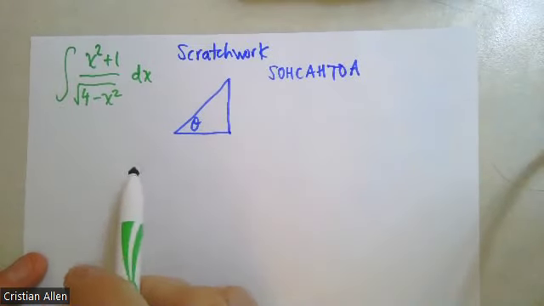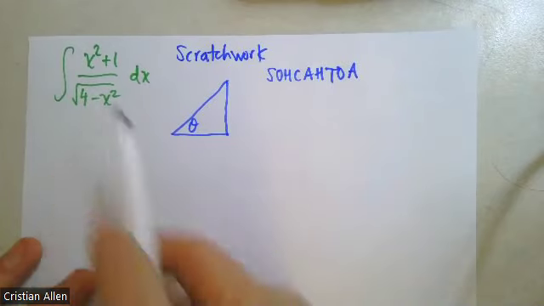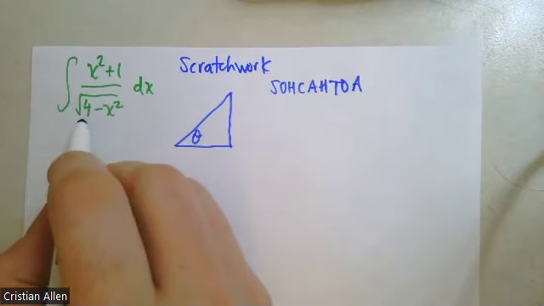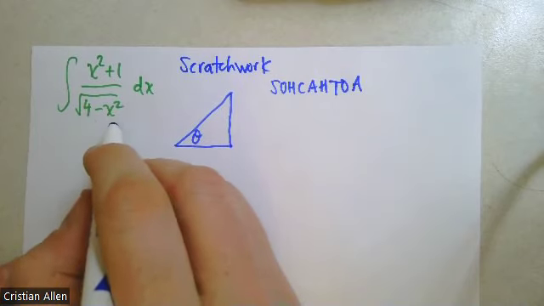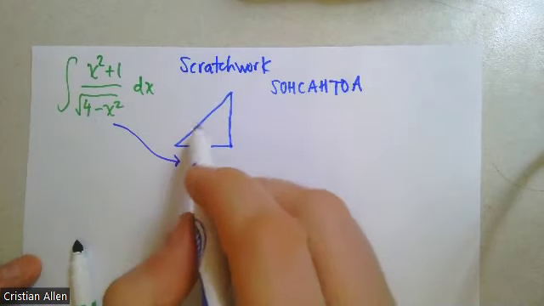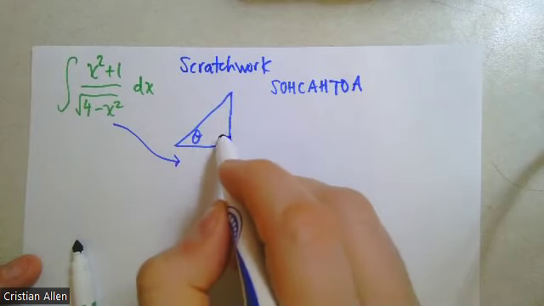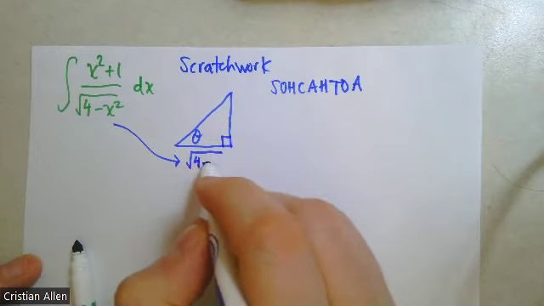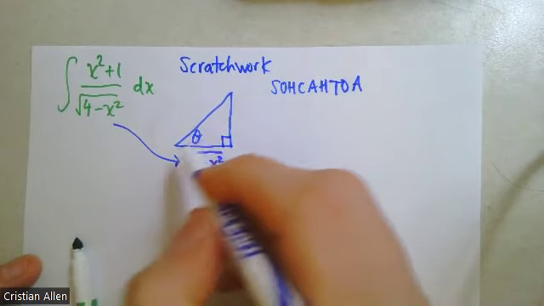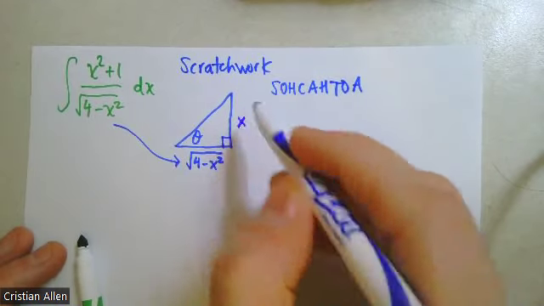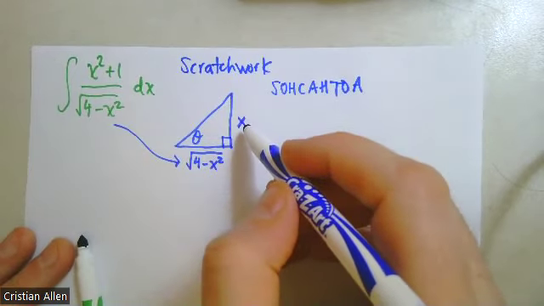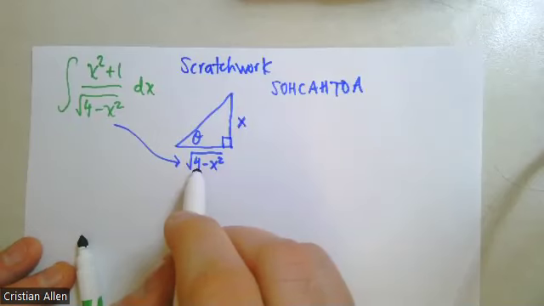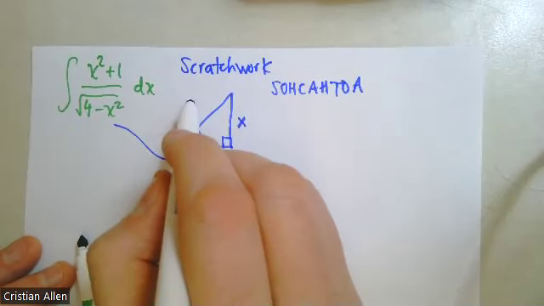All right, let's go ahead and tackle this problem here. So this is a trig substitution problem. And the first thing we want to do with the trig substitution is set up a right triangle where the square rooted part, the nasty part, as I call it, goes right here, and x goes right here, and x always goes there. And then what goes over here is the square root of the 4, so 2.